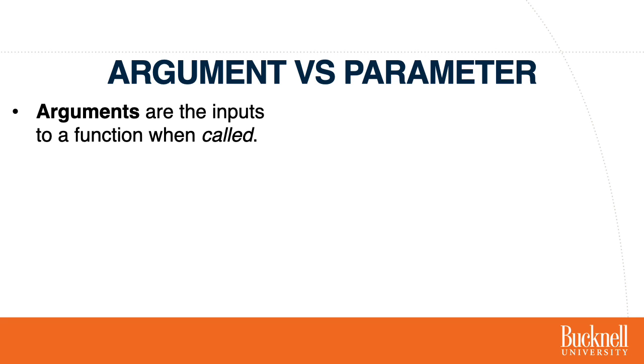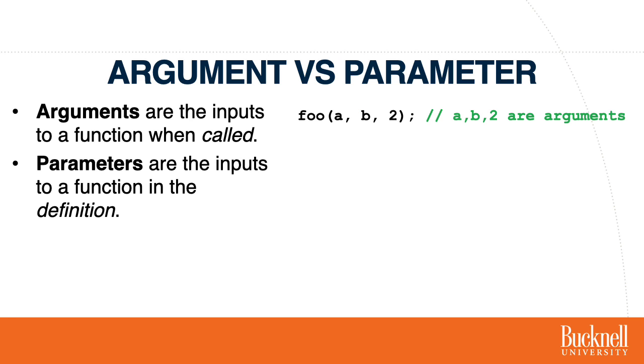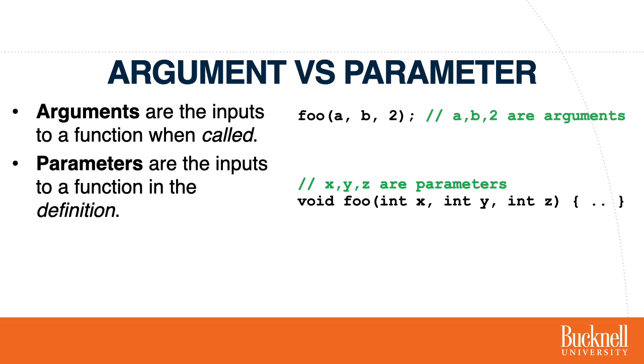An argument is the input to a function when the function is called. Parameters, on the other hand, are the inputs to a function in the function definition.